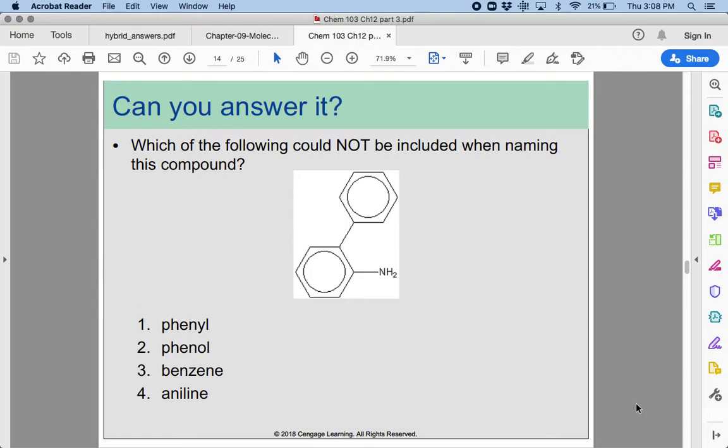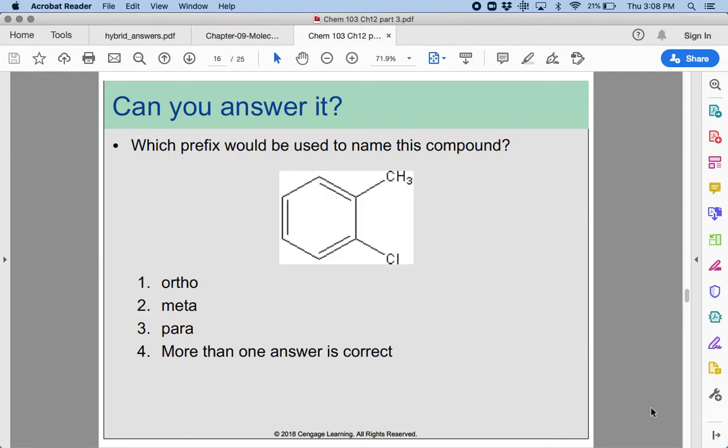So which of the following could not be included when we were naming the system? What would we not say about this? We have no phenol group. Remember, the phenol is where we have an OH. So we have a phenyl. You could make the argument for that. Phenol, OL, is where we have the OH group on it. You could say this is a benzene, and we could also say that this is an aniline because we have the NH on the benzene ring. So all of these are potentially good names for it. This one has no place in this compound.